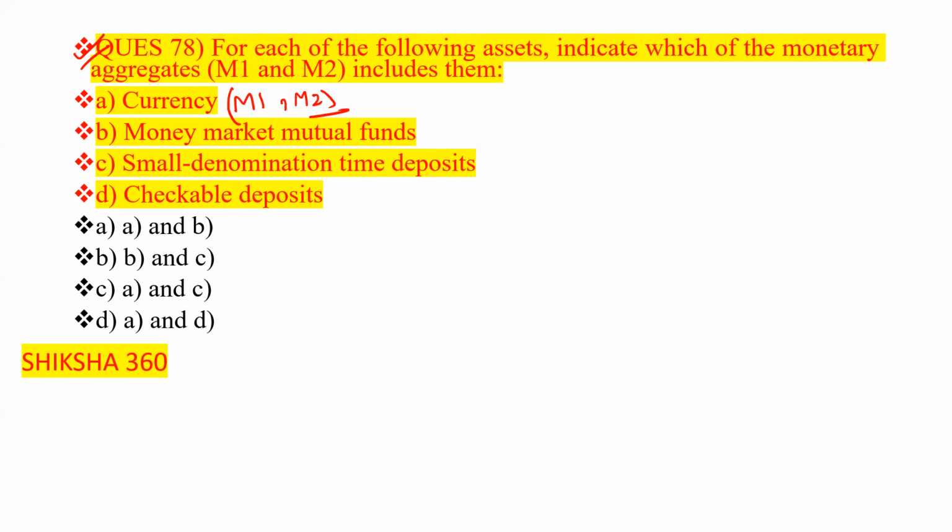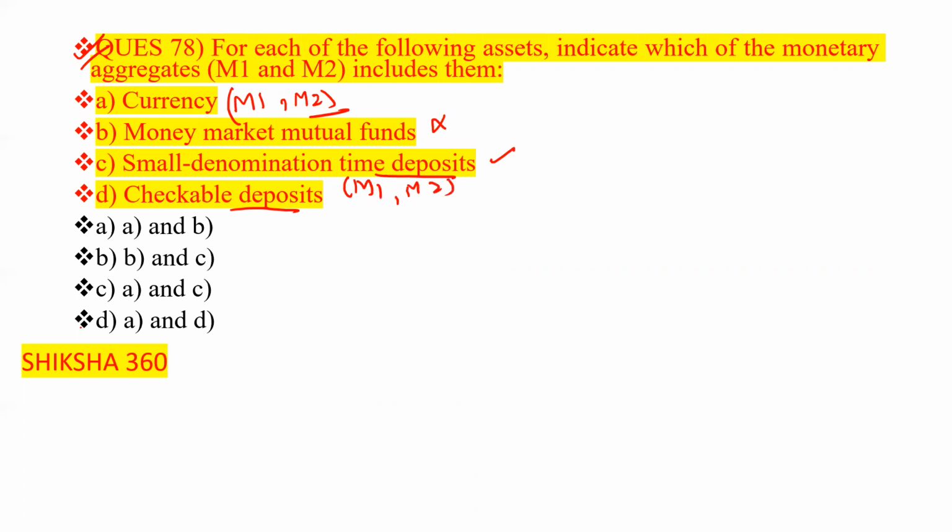Now, money market mutual funds. This one is not included under that. Small denomination time deposits are included under that. This one is demand deposits. Fourth is checkable deposits, and this one is also included under that.